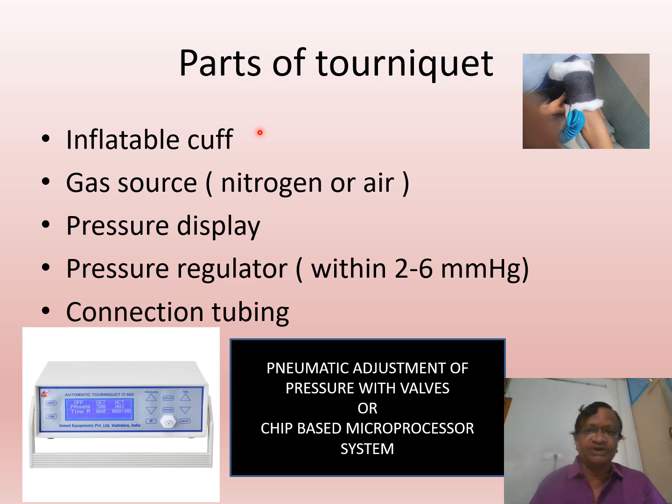What are the parts of the tourniquet? There is an inflatable cuff. There is a gas source. Air is usually used. Sometimes nitrogen is used. Nitrous oxide or oxygen should not be used, because oxygen can leak in and may cause flammability chances. We should have a pressure display, showing how much the pressure is. We should have a pressure regulator, and a connecting tube. You may have pneumatic adjustments with pressure valves. You just close or open the valves. Or you can have chips, a microprocessor.